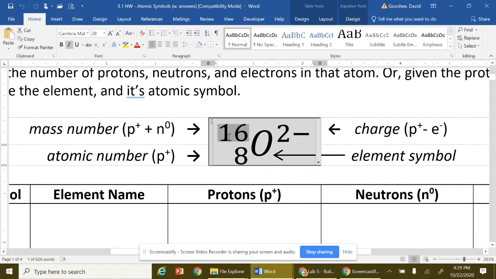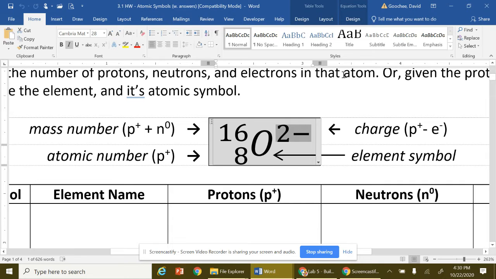This upper left number is the mass number. That is its protons plus its neutrons. And this number in the upper right is the charge. That represents the imbalance of protons and electrons. You can either find it by using this formula, protons minus electrons equals charge, or you can use this as a comparison with the number of protons that you have.